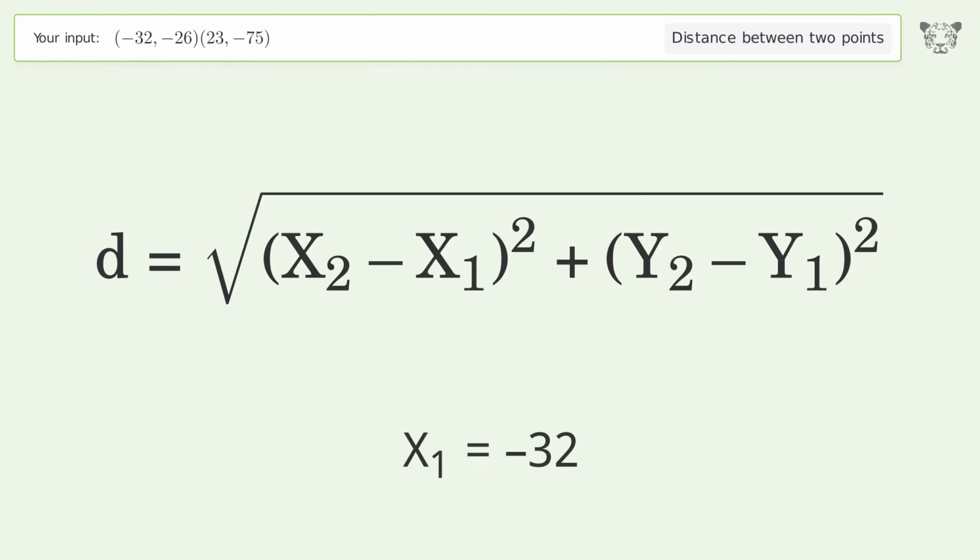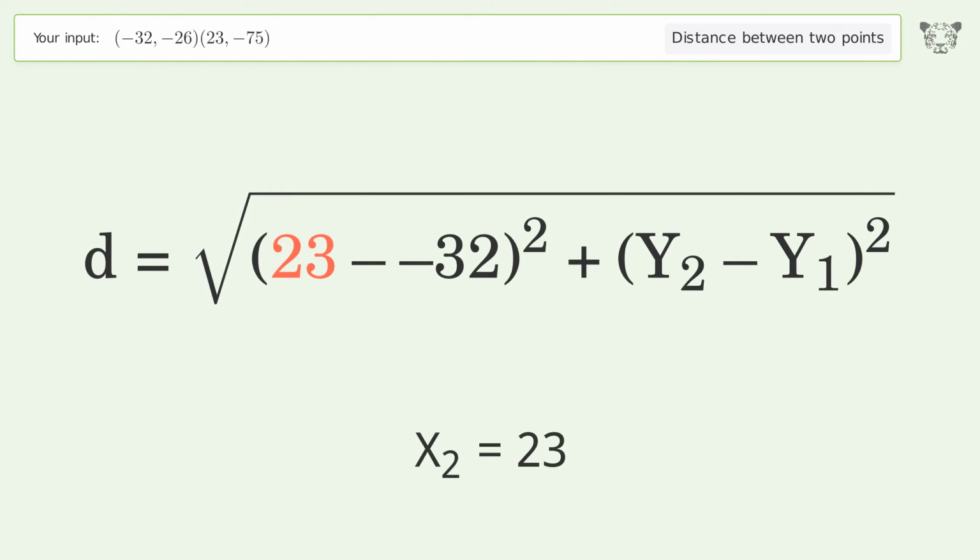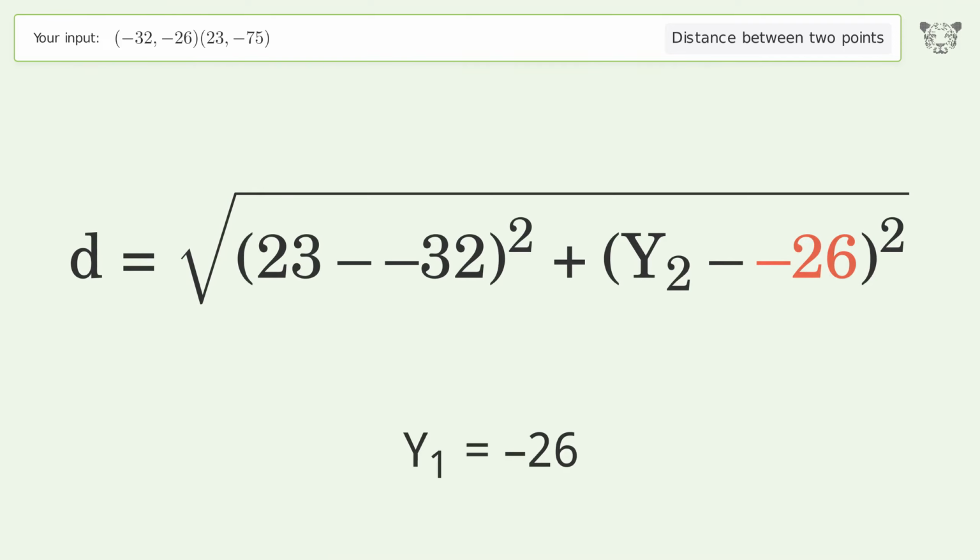x1 equals -32. x2 equals 23. y1 equals -26. y2 equals -75.